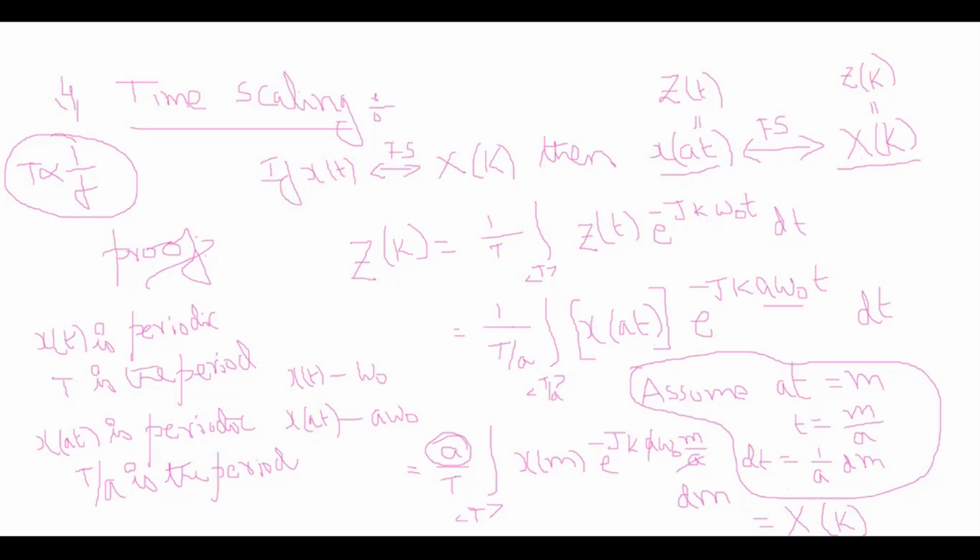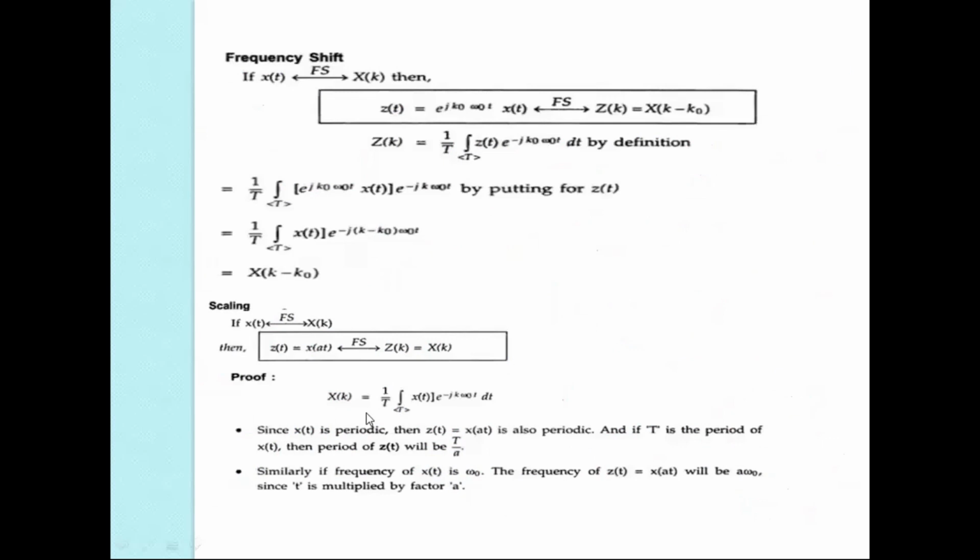Understood? Now coming to the another one. The same thing, X of k is equal to 1 by T integral of x of t e power minus j k omega naught t dt. Substitute t as at, replacing x of t with x of at, and change the frequency omega naught also as a into omega naught. Simplify that. Finally, you get X of k only.